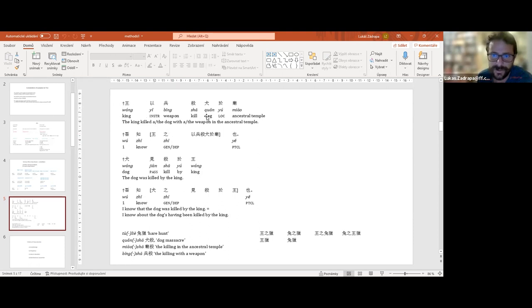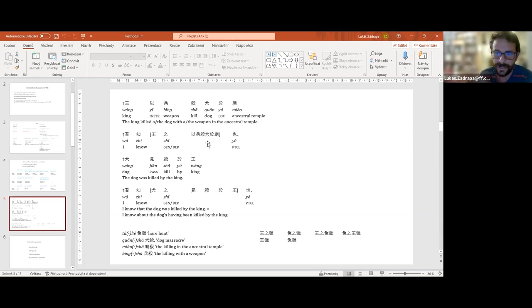So we have this sentence I made up, but I think it is a realistic one: the king killed a dog with a weapon in the ancestral temple. So we have this instrument, we have this patient, this direct object, and we have a locative complement or locative object, let us say. And if we try to subordinate this verb sha, the only thing that happens is this particle, but otherwise the coding of the agent stays the same, the coding of the object stays the same, so this chuan, this dog, is still after the verb.